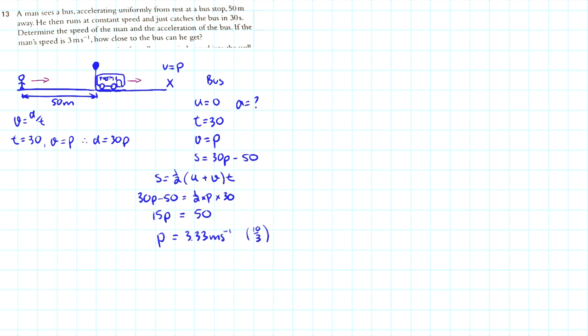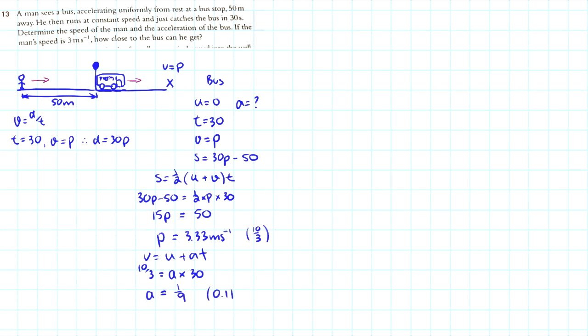Okay, so now we can find out the acceleration of the bus, and we can use v is u plus at. The final velocity we know is 10 on 3, the initial velocity is 0, plus the acceleration times the time, and the time was 30. So all we have is the acceleration is 10 divided by 3 divided by 30, which turns into 1 on 9.